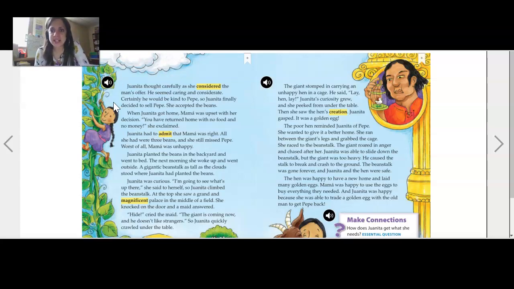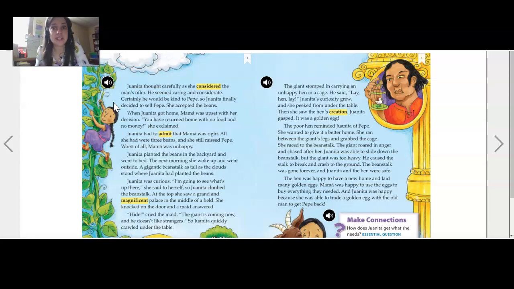She ran between the giant's legs and grabbed the cage. She raced to the beanstalk. The giant roared in anger and chased after her. Juanita was able to slide down the beanstalk, but the giant was too heavy. He caused the stalk to break and crash to the ground. The beanstalk was gone forever, and Juanita and the hen were safe.